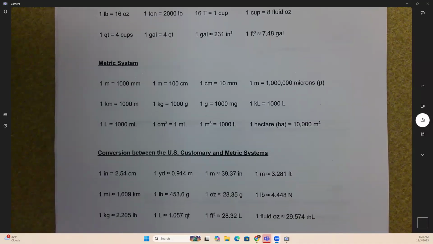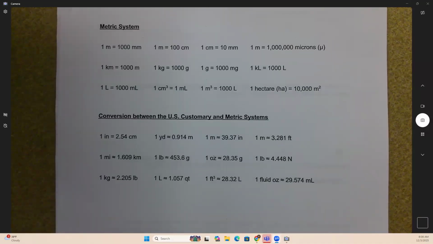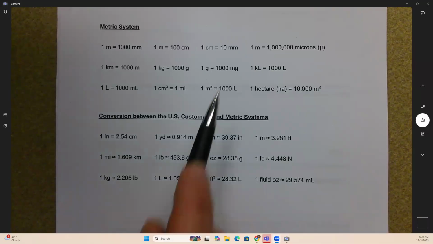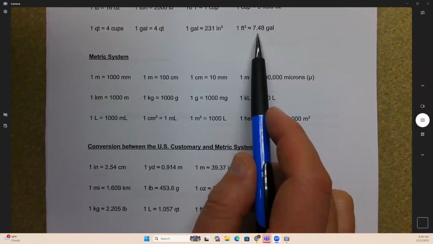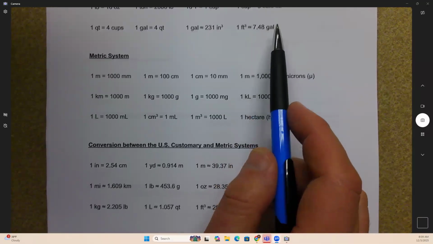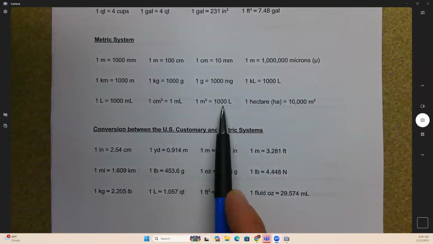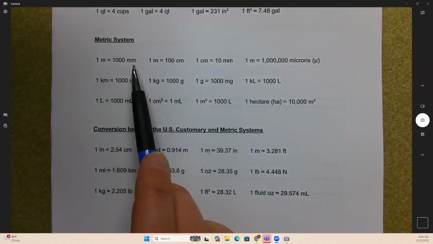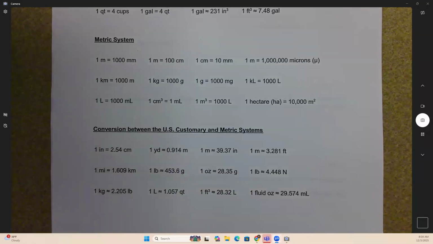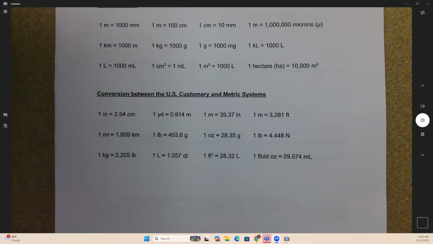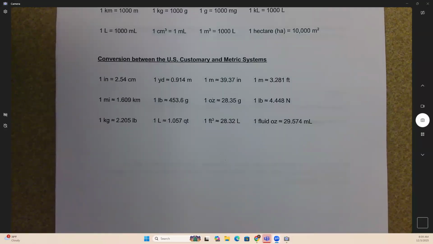Metric system. One of the reasons the metric system is used around the world is it's super easy. Everything's a thousands or tenths. Right? None of this 7.48 feet cubed per gallon business. Right? It's 1 meter cubed is 1,000 liters. Super simple. 1 meter is 1,000 millimeters. 1 kilometer is 1,000 meters. But we often need to convert between one and the other.